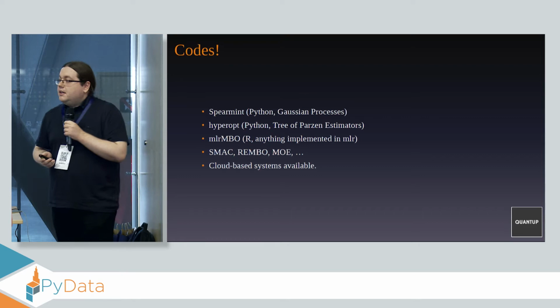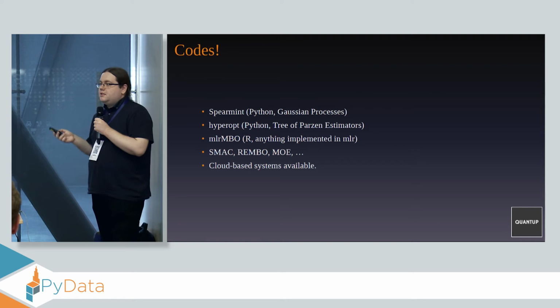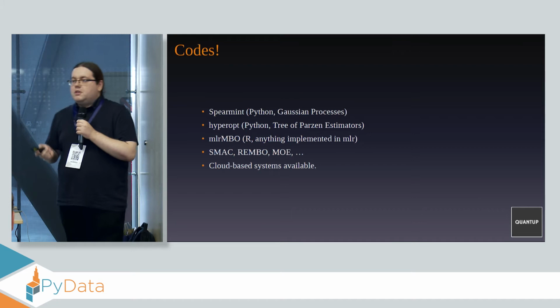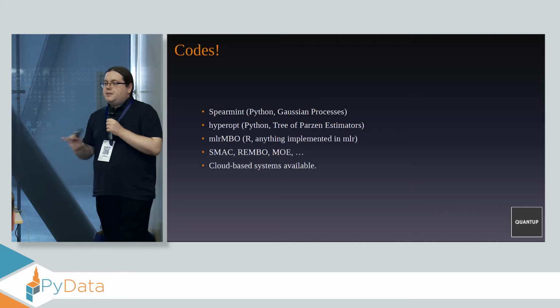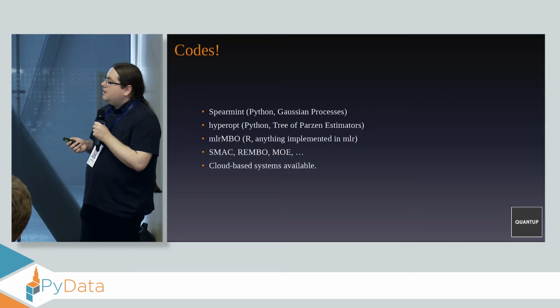HyperOpt is my current favorite in the Python world. It allows you, for example, to denote that some hyperparameters should be estimated separately if some major parameter changes. For example, in XGBoost, it is usually suggested to tune gamma for each max depth separately. And in HyperOpt, you can specify that. In the R world, there is mlrMBO, which is a pretty new library, but already quite solid.